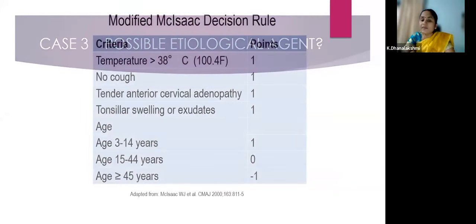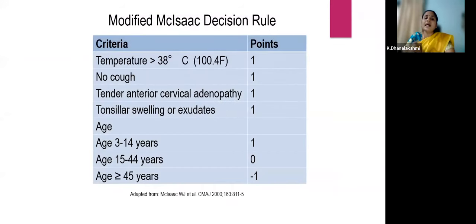If there is a high grade fever, that is fever more than 100.4 degrees, it is given a point. Tender anterior unilateral cervical adenopathy is again allotted a point. Tonsillar swelling or exudate, there is a point. And if there is no cough, then you give a point. So out of these 4, how many are positive?